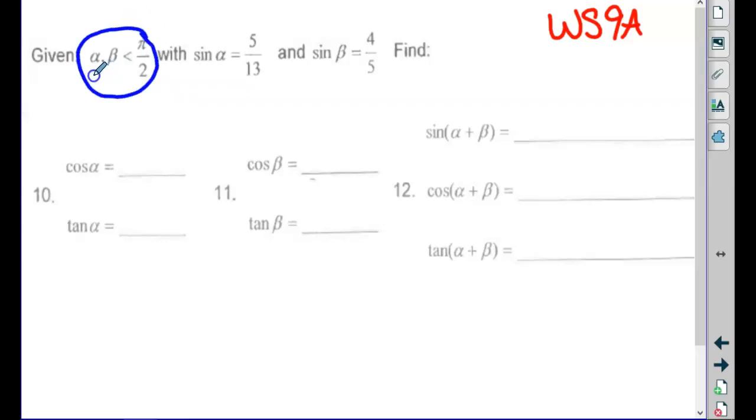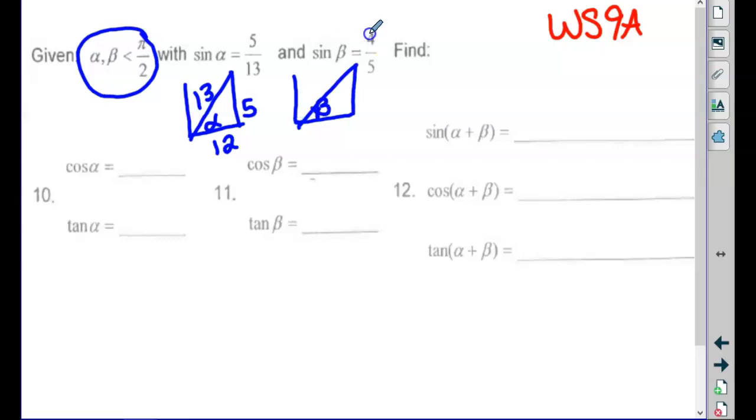This says two angles, alpha and beta, are both less than pi over 2, which puts them in quadrant 1. And angle alpha has a sine of 5/13. Anybody know what that other side would be if we do Pythagorean theorem fast? It's 12. Okay. Sine of beta is 4/5. Anybody know what that side would be if we did Pythagorean theorem real fast?